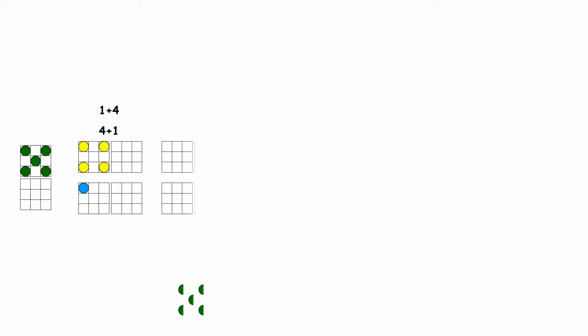So 5 is the same as 4 and 1. And we can also turn the digits round, so 5 is the same as 1 and 4. 5 is the same as 3 and 2. And it's also the same as 2 and 3.